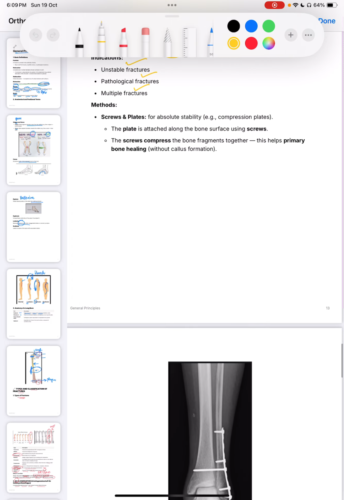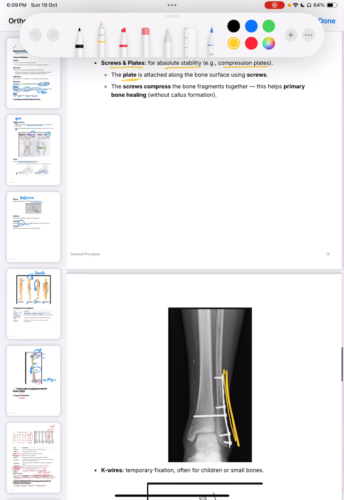So this is important. Screws and plates for absolute stability, such as compression plates. So the plate is attached along the long bone. So look here, it's attached along the side of the bone surface, and the plate is then attached by screws. ठीक है, so ये screws हैं, ये screws हैं, ये screws हैं, ठीक है? And the screws compress the bone fragments together, and it helps primary bone healing without callus formation. ठीक है? So these are screwed in.